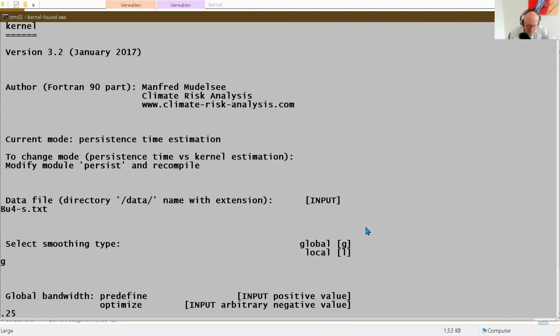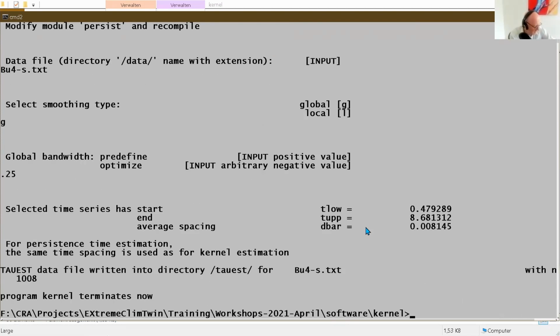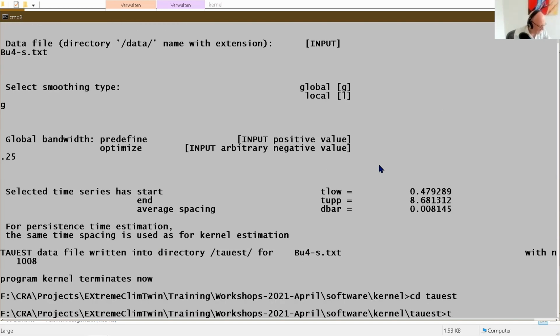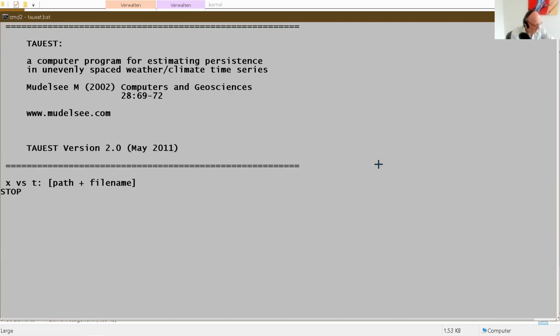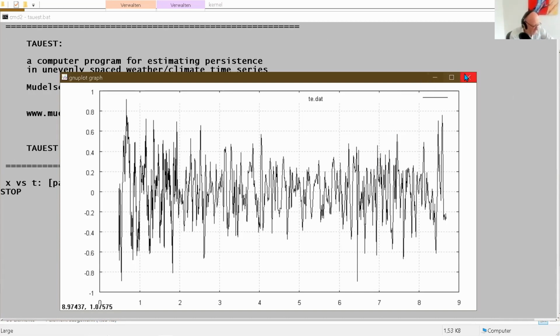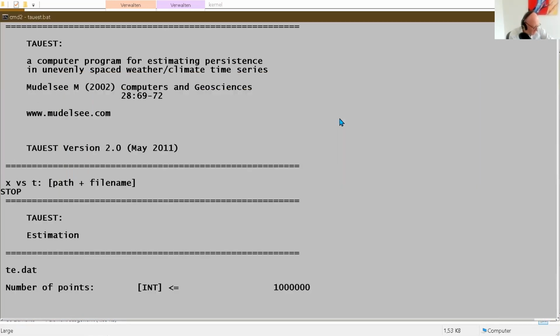0.25 kilo years. This is 250 years. And now it is not very user interactive. It has already written the residuals into this subfolder. So I go into this folder, change directory, and now I run the software. This is from a 2002 paper of mine. It automatically reads what I put out.